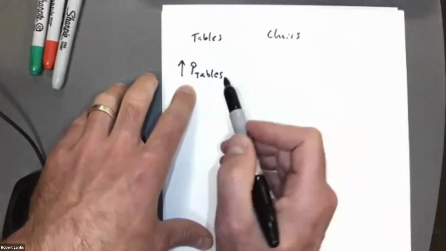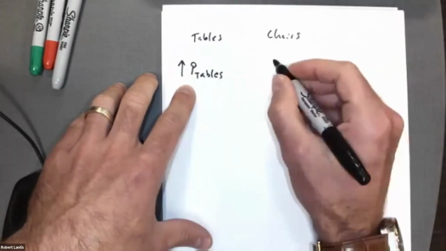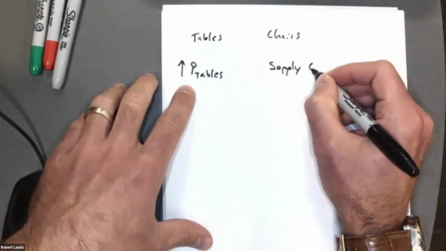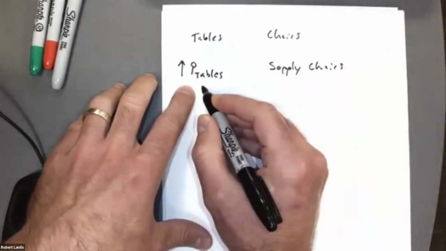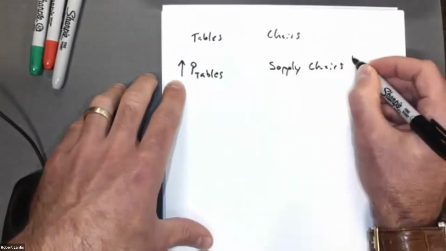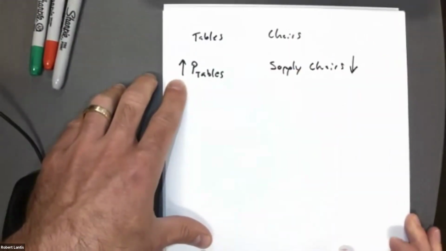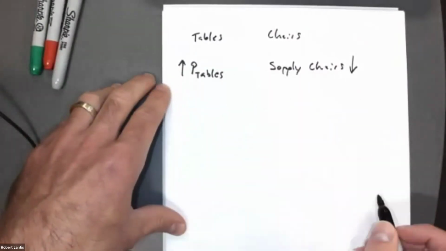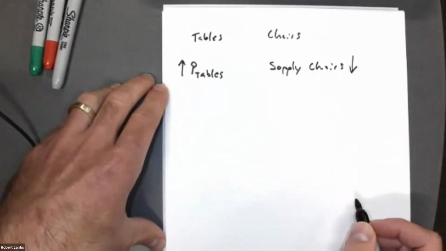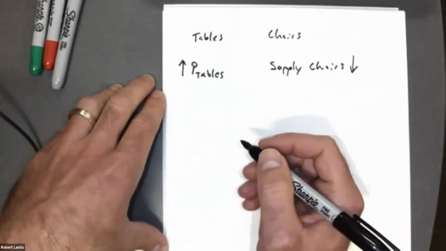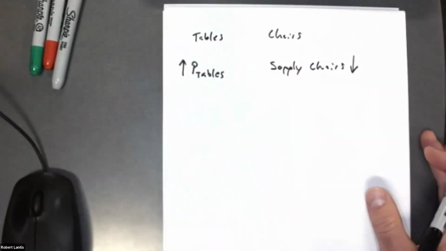Because if I'm the seller of a good, a higher price is a good thing. So what's going to happen to the supply of chairs if the price of tables goes up? I'm going to be more likely to switch my production to tables, supply fewer chairs. So for substitutes in production, there's this inverse relationship. Okay. A weird example once again.